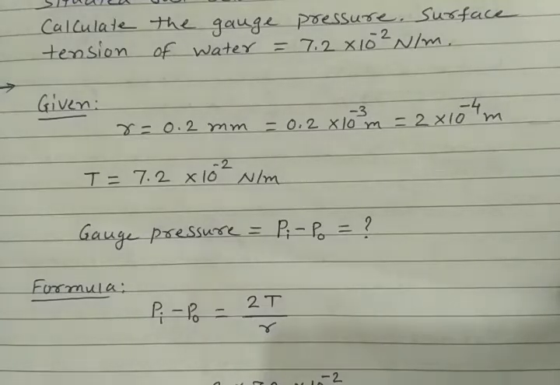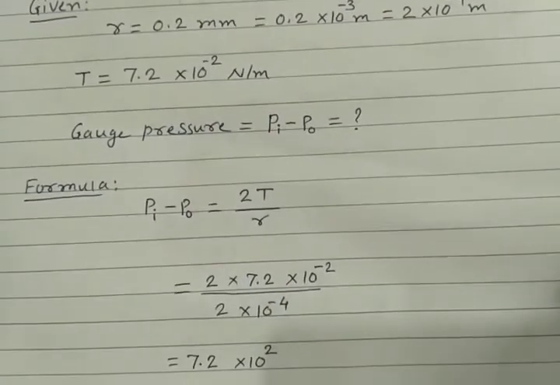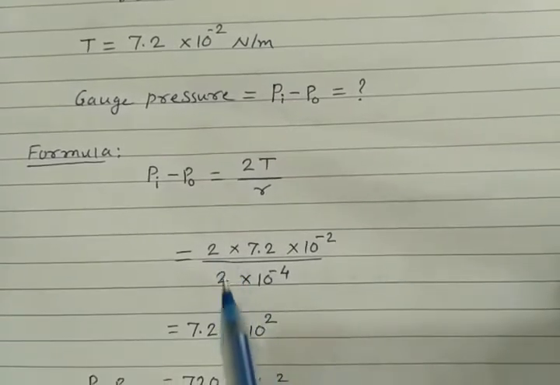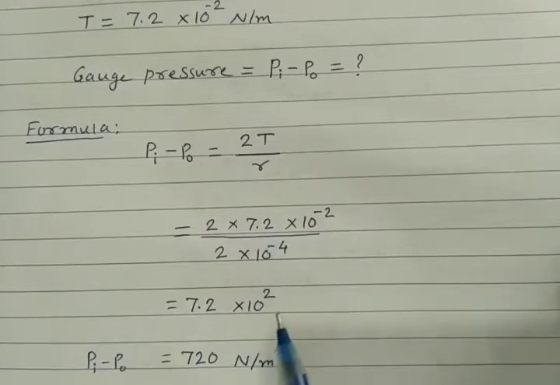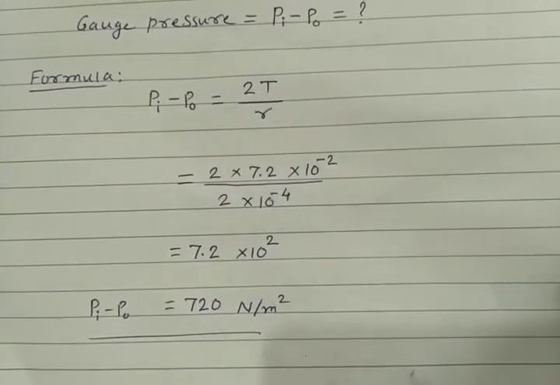Substituting the values given over here in this formula, we have 2 into 7.2 into 10 raised to minus 2 upon 2 into 10 raised to minus 4. 2 get cancelled. So it is 7.2 into 10 raised to 2. So the answer is 720 Newton per meter square. So that is the answer, which is the gauge pressure.